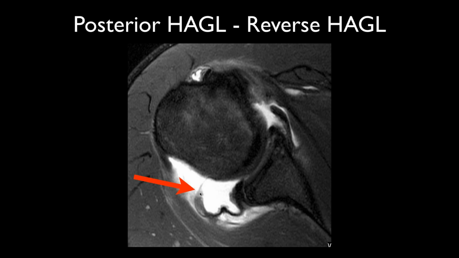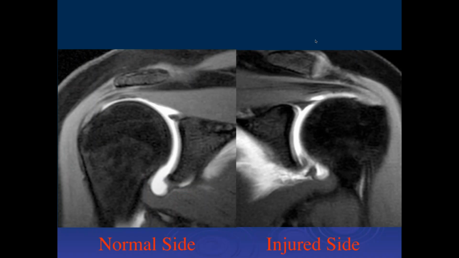So this is often called a posterior HAGL or a reverse HAGL, which I think is a little bit confusing, because if you said a reverse HAGL to me, I would think that probably means it's torn off the glenoid rather than the humerus. But a reverse HAGL really just means it's posterior rather than anterior, which is less common. The more common one is the anterior HAGL.